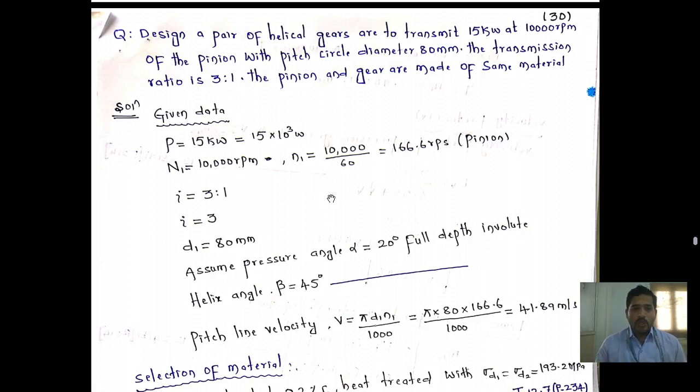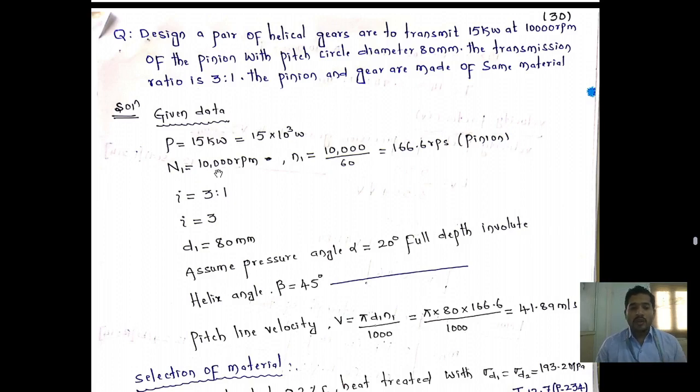Is it right? So first of all, we have to write down the given data, in which we have to represent the power transmitted by the gear. How much power is the pair of helical gear to transmit? The power is given as 15 kilowatt, 15 kilo, nothing but 15,000 watt. The speed of rotation of the pinion N1 is given as 10,000 rpm.